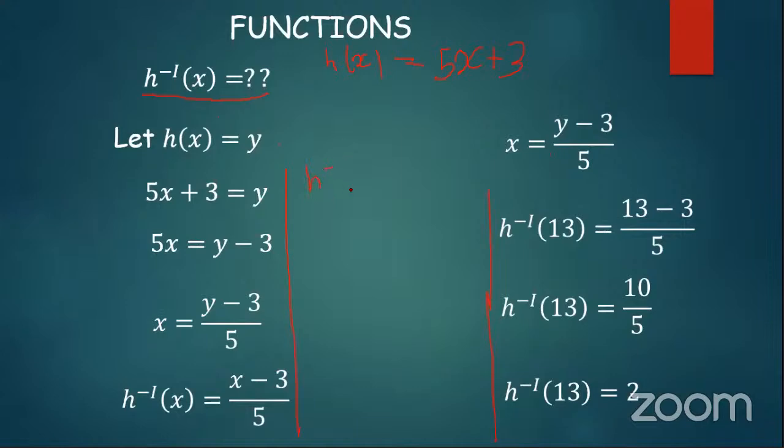h of negative 5 would be negative 5 minus 3 divided by 5. So this gives us negative 8 divided by 5, and the answer is negative 1.6. Okay, any questions before I proceed?